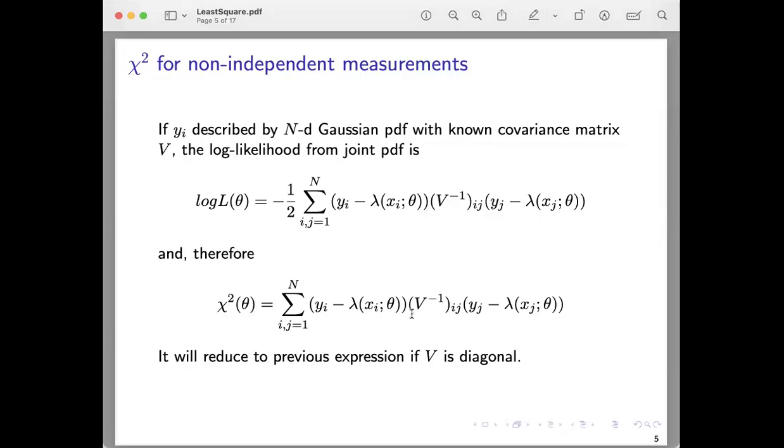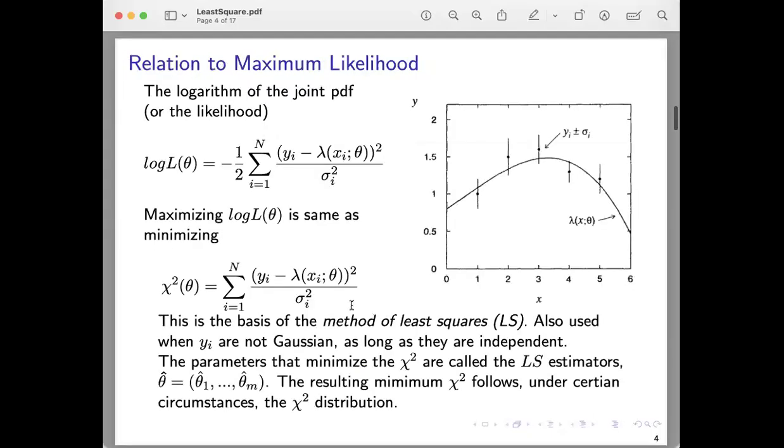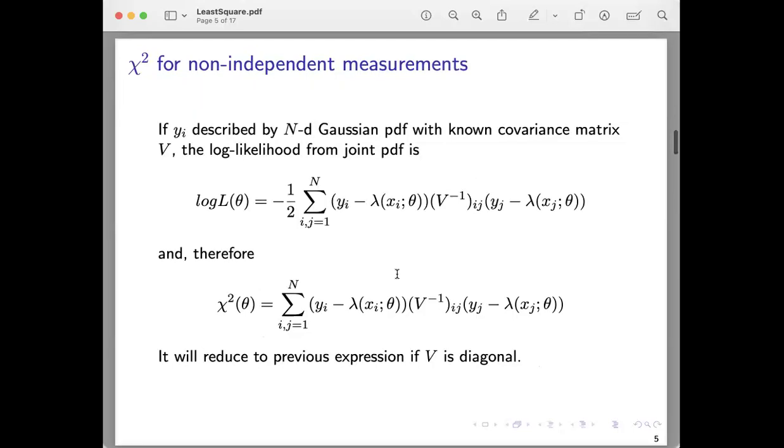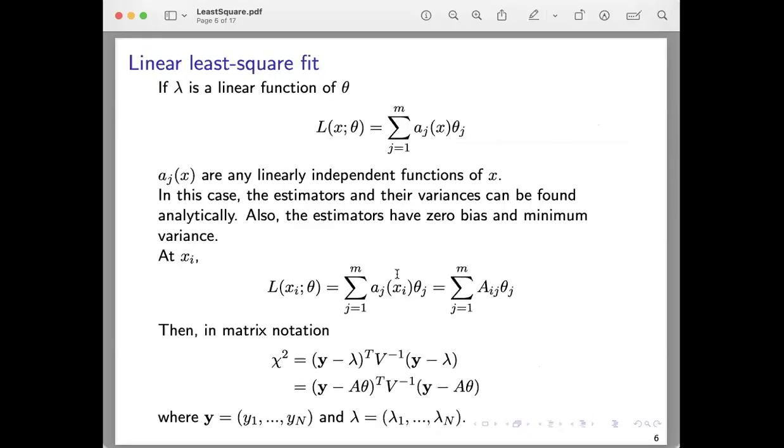Now, if V is diagonal, then you can see that the off-diagonal terms will become 0, and this expression will basically reduce to this expression here, with diagonal terms being sigma squared. Now, given this definition of the chi-square, let's see how we can perform a fit, and what we can consider for the functional form of lambda.